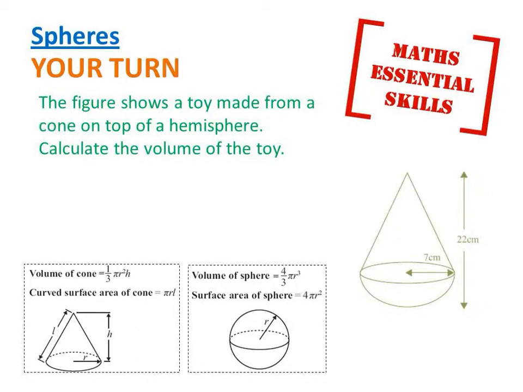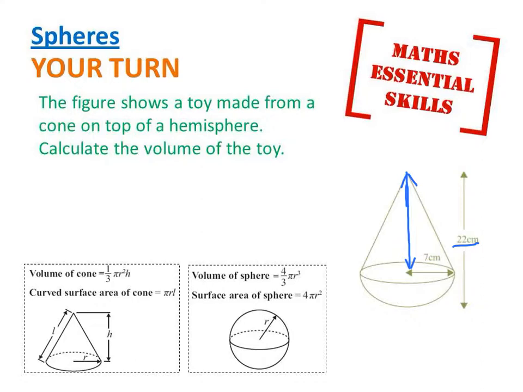Okay, because the cone has no height given, we need to work out the height of this cone, the vertical height. Now, the only information that is given to me is the fact that the overall height is 22, and I also know that the radius of this hemisphere is 7.